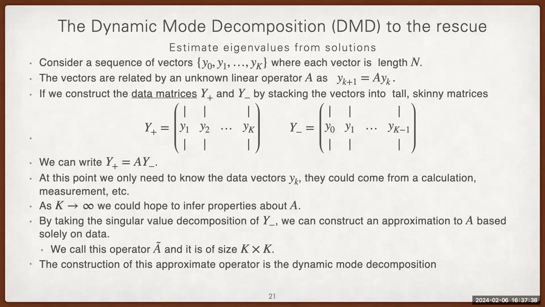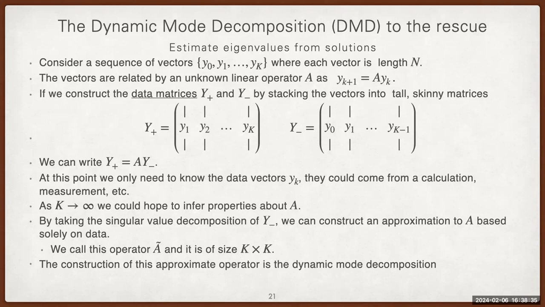So we're postulating this, we're not saying anything about A. We are saying that it's a linear operator, which neutron transport is. And then what we do is we take these vectors y and build up what are called data matrices, snapshot matrices. And the snapshots will be column-wise. So there'll be N rows, each of these is length N, and K columns. Okay, and then this equation here now says that y plus is equal to A times y minus. So we don't know what A is, but we know y plus and y minus. So what we can do is think about it from the perspective of A moving us from one state to another. If we had enough of these vectors, we would hope to be able to say something about the operator that connects them.